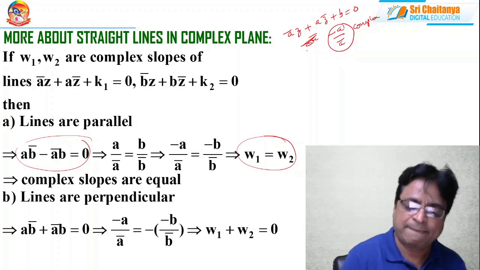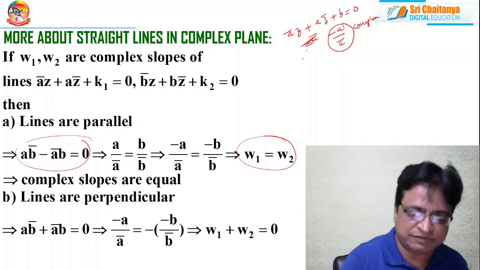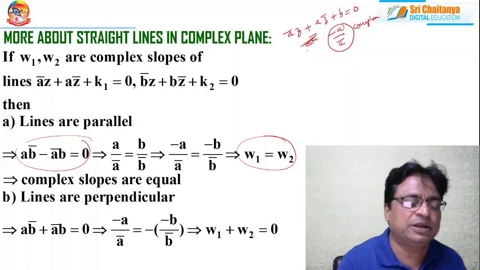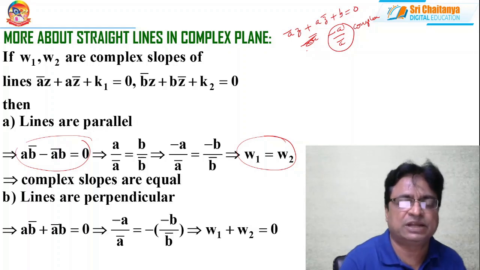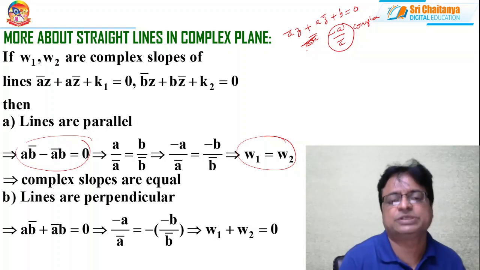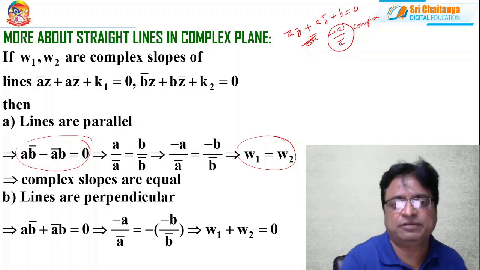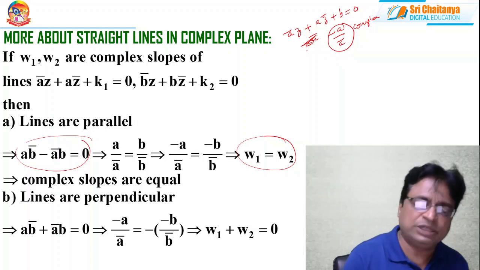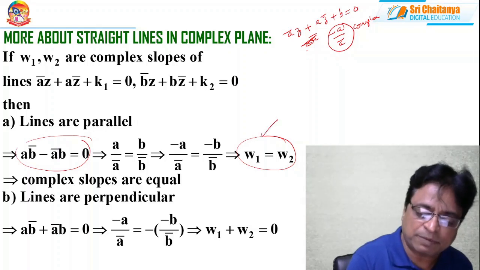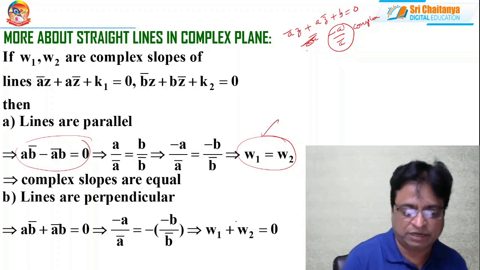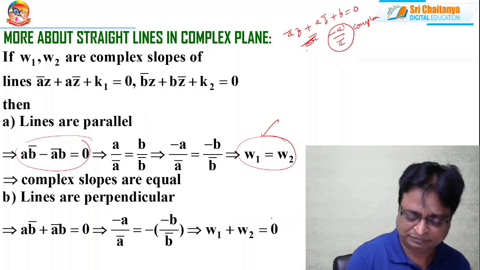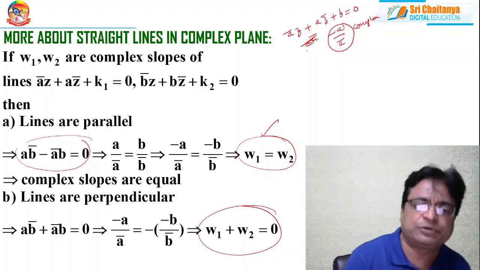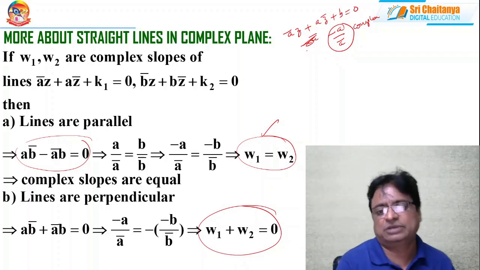Actually, it's very simple, because in coordinate geometry we also know that if lines are parallel, the slopes are equal, and if lines are perpendicular, the product of the slopes is equal to minus 1. Apply the same conditions and you will derive these results very easily. The only difference is that in terms of complex slopes, if the complex slopes are equal, the lines are parallel, and if the sum of the complex slopes is 0, the lines are perpendicular. Clear, my friends?